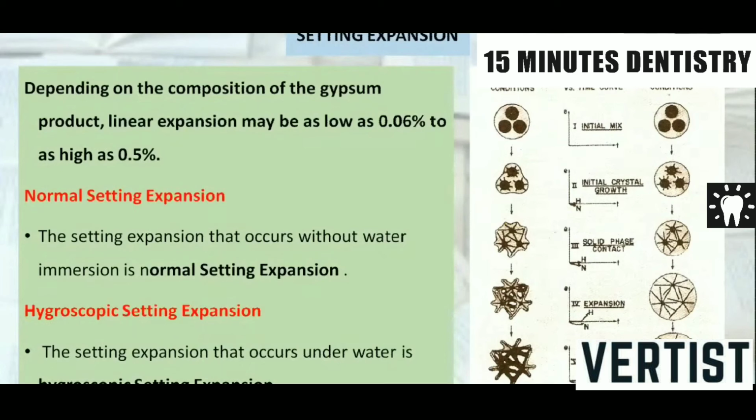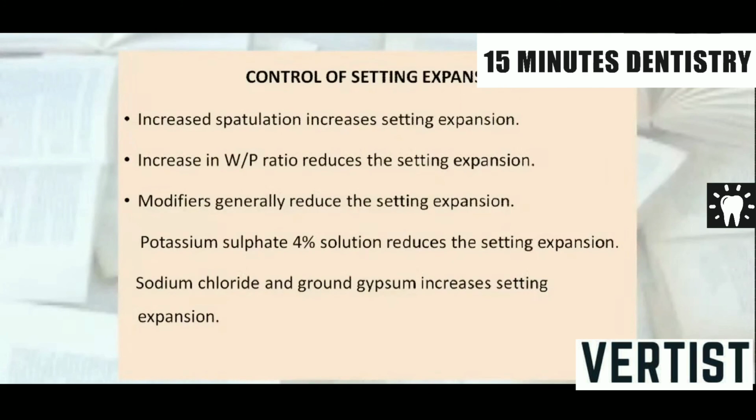In normal setting expansion, there is surface tension that prevents the expansion of that material. But when there is hygroscopic setting expansion, the continuous water supply reduces the surface tension, and the nuclei will grow in a different direction. So hygroscopic setting expansion will always be 4 to 5 times larger than your normal setting expansion.